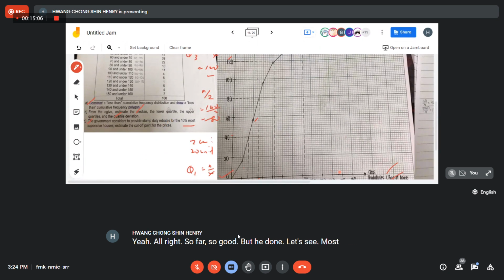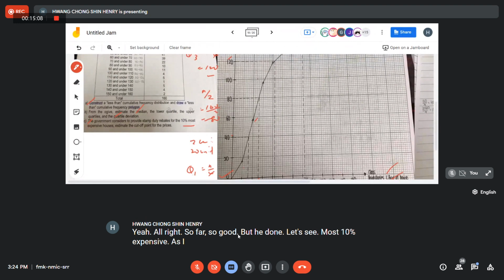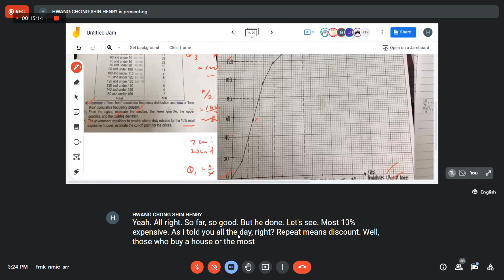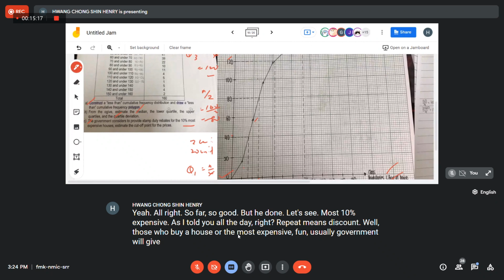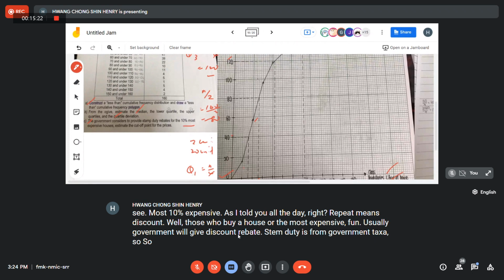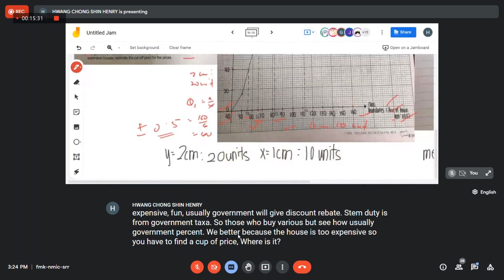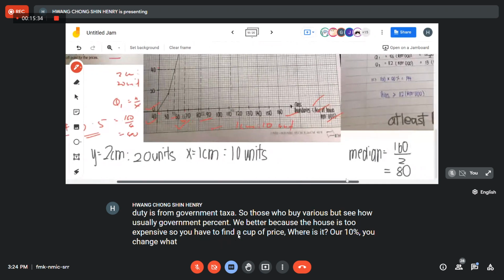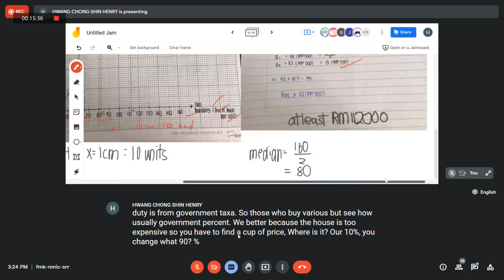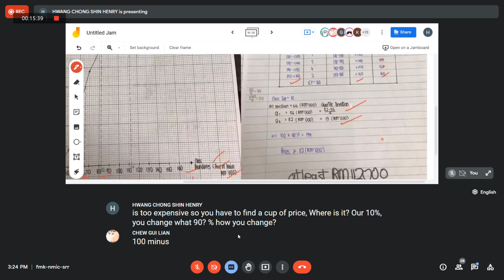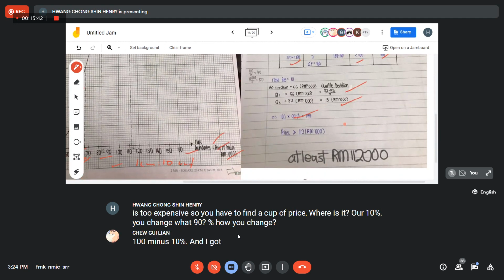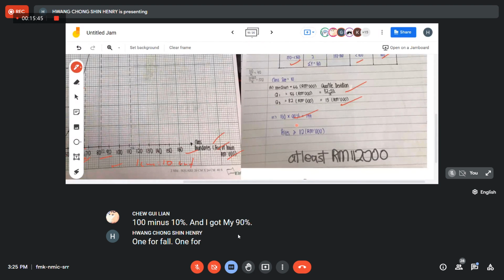Most 10% expensive, as I told you all that day, right? A rebate means discount. Those who buy a house, the most expensive one, usually government will give discount. Stamp duty is from government tax. So those who buy very expensive house, usually government gives 10% rebate because the house is too expensive. So you have to find the cut-off price. 10% you change to what? 90%. How you change? 100 minus 10%, and then I got 90%.